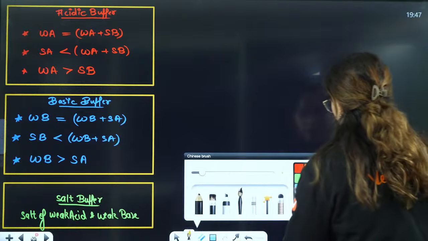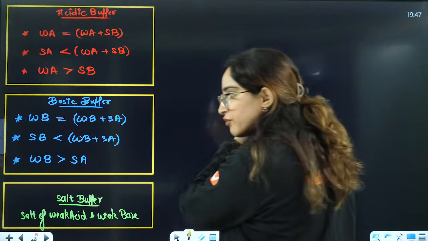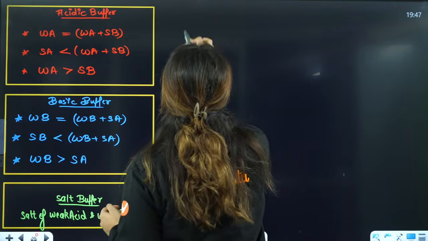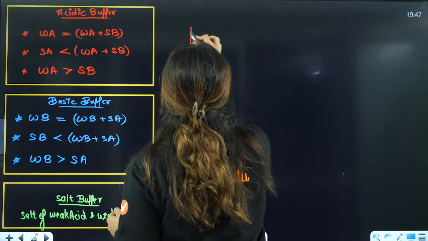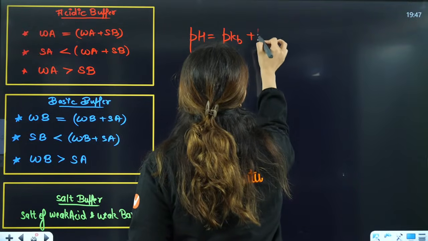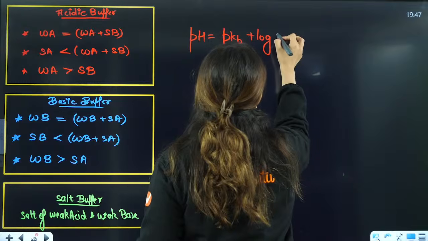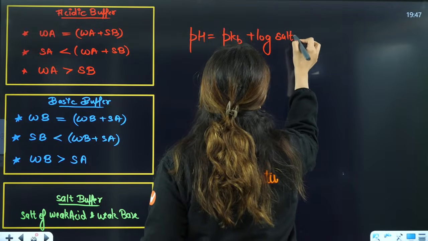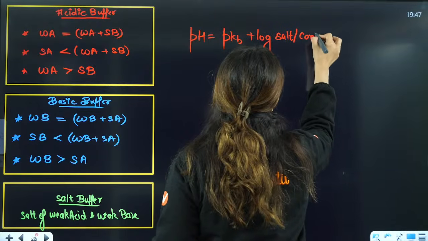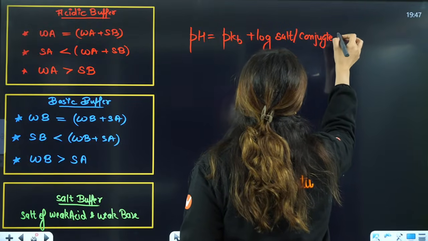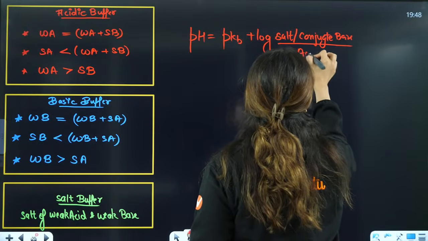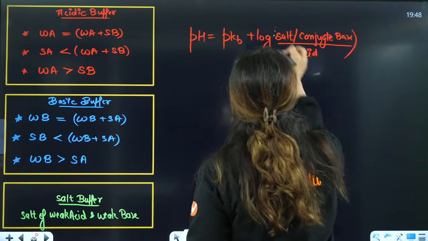Now let's see the formulas that you have. What are the formulas? Tell me, guys. The formula of acidic buffer is pH equals pKa plus log of salt, or you can say conjugate base, by acid, right?